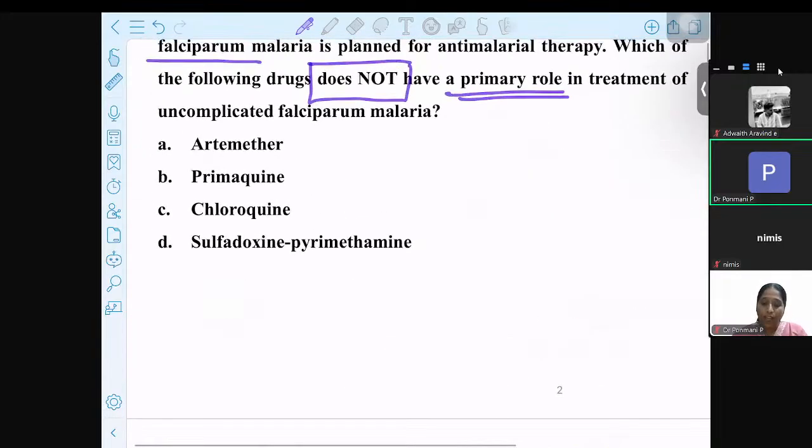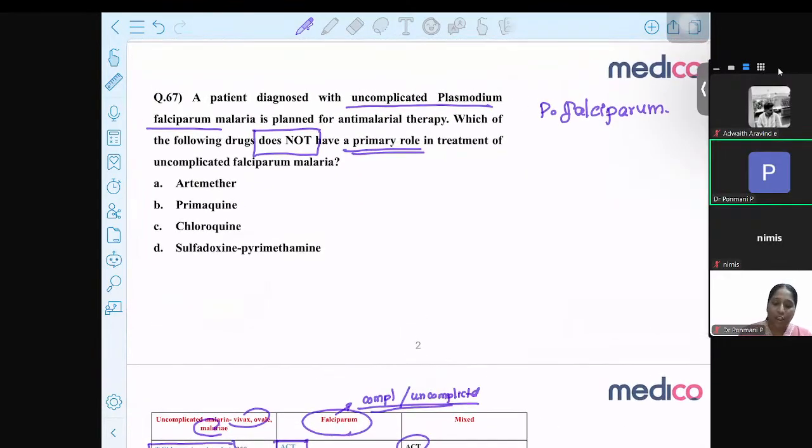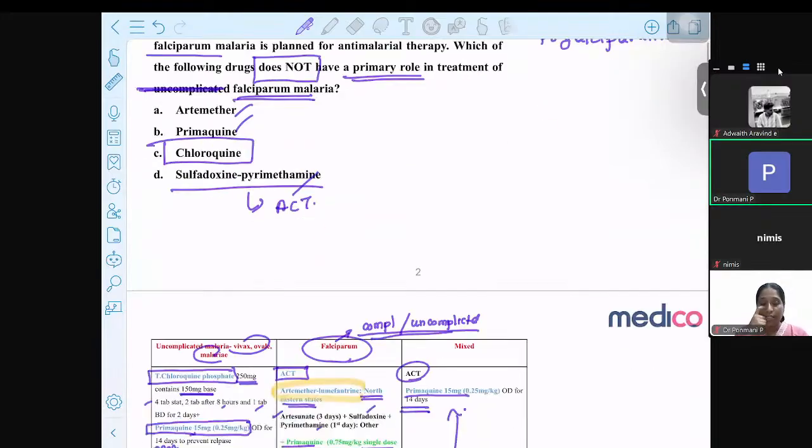So now what is the question? Which does not have a primary role in the treatment of uncomplicated falciparum? Remove this word, it is a confusing word. If you see uncomplicated, delete it from your mind. Falciparum is important. So what is the answer here? Artemether, pyrimethamine, sulfadoxine and pyrimethamine come under ACT. So the option here is chloroquine. The correct option is chloroquine.